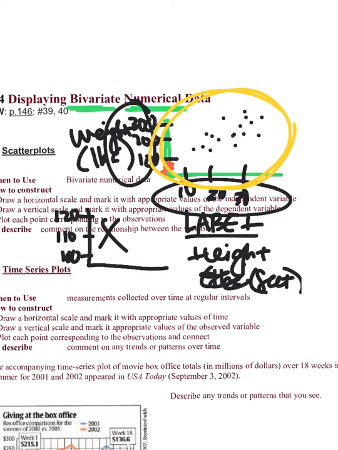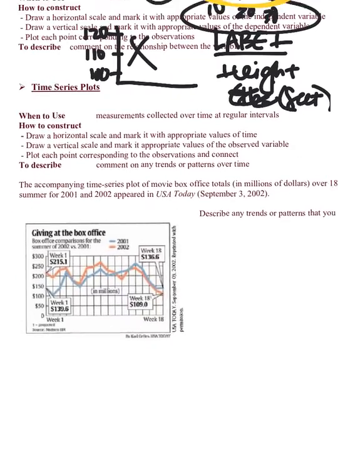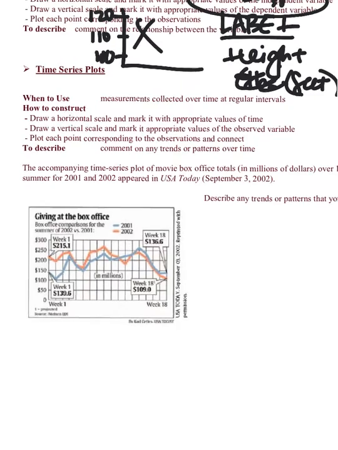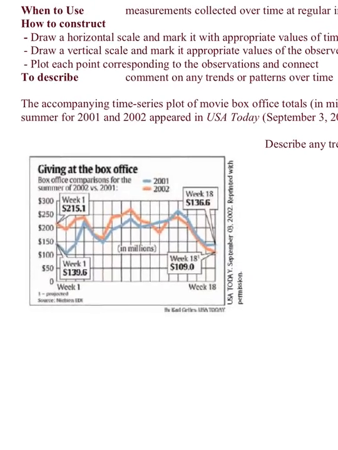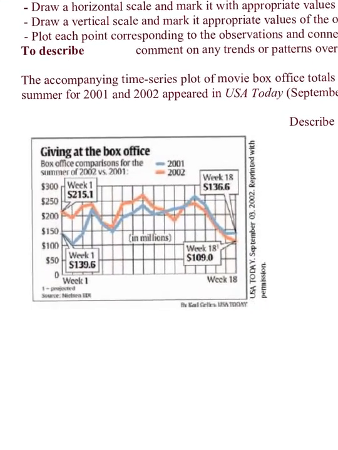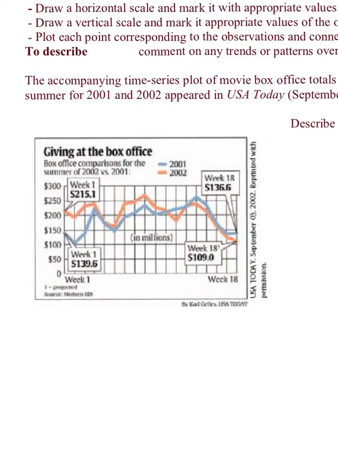Okay, so that's one thing that's different. You have isolated dots for the scatter plot. For the time series plots, we have a connection between each point. All right, so for example, in this box office plot, it is a time series plot of movie box office totals in millions of dollars over 18 weeks in the summer for 2001 and 2002. And generally, we just want to see any sort of pattern we can find in this time series plot.